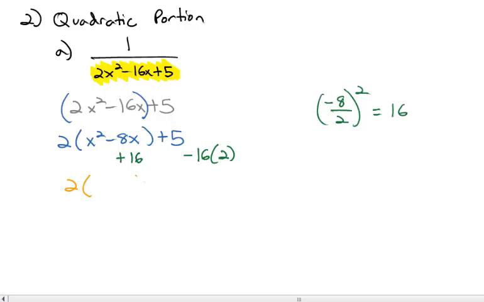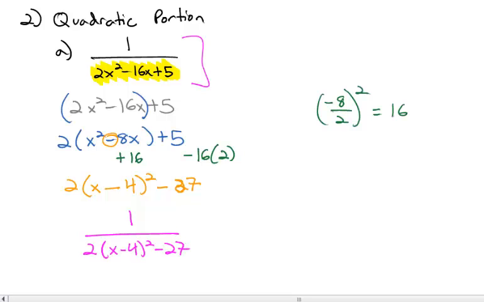When we factor, this is going to give us 2 times stuff squared. The square root of x squared is x. Sign from the middle. Square root of 16 is 4. And then when we do the 16 times 2, that's 32. 5 minus 32 is negative 27. And so now, going back to the original expression, it becomes 1 over 2 times x minus 4 squared minus 27. We have completed the square on the quadratic portion of the problem.